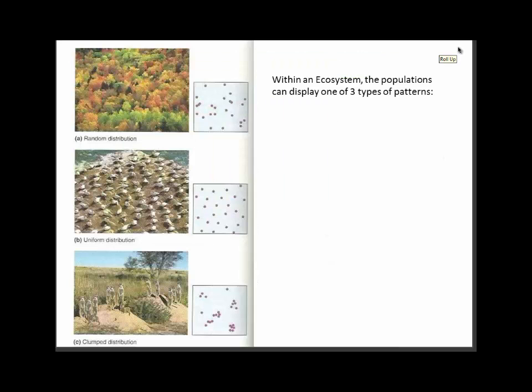So let's talk about this concept in regards to population patterns. Alright, so now we're talking about population. Within an ecosystem, the populations, groups of individual species, can display one of three types of patterns. And the first one's pretty easy, random.